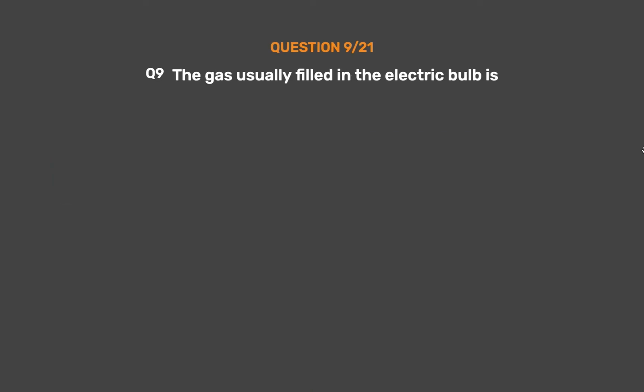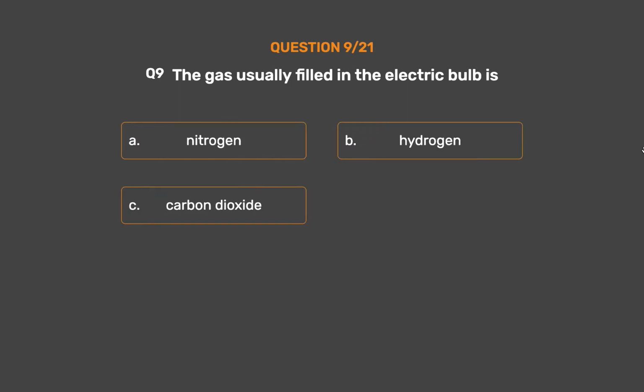Question number 9. The gas usually filled in the electric bulb is option A, nitrogen, option B, hydrogen, option C, carbon dioxide, option D, oxygen. The correct answer is option A, nitrogen.